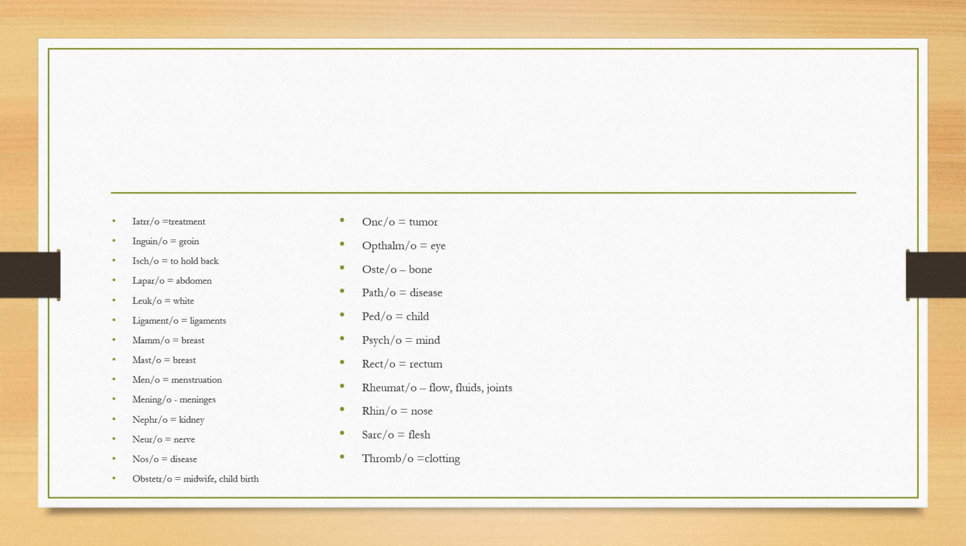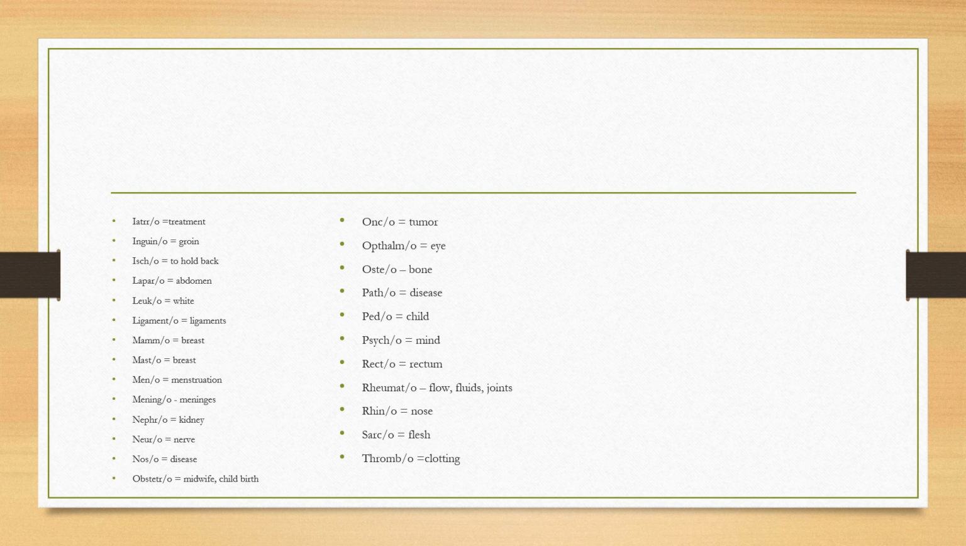Leuco, this talks about white. So more specifically, leukocytes are your white blood cells. Ligamento refers to your ligaments. Mammo refers to breasts. Masto also refers to breasts, so either or, they're kind of interchangeable. Meno refers to menstruation. Meningo talks about the meninges. This is the coating around your nervous system.